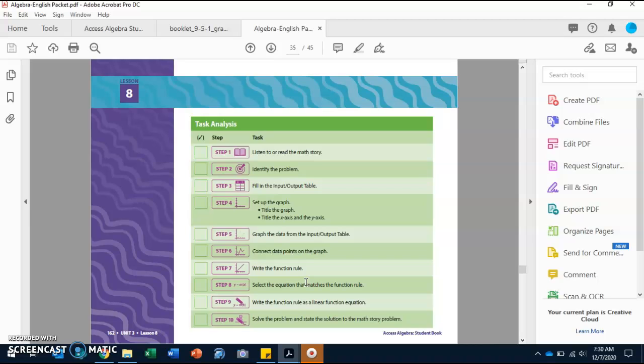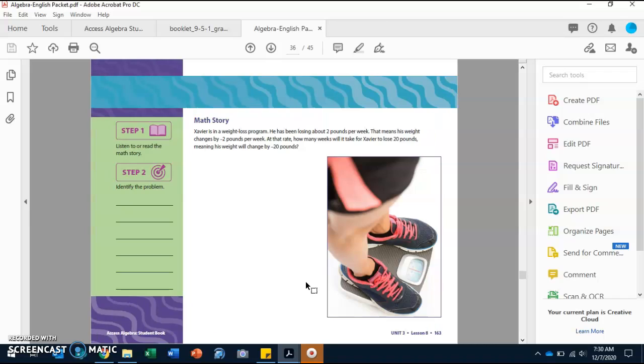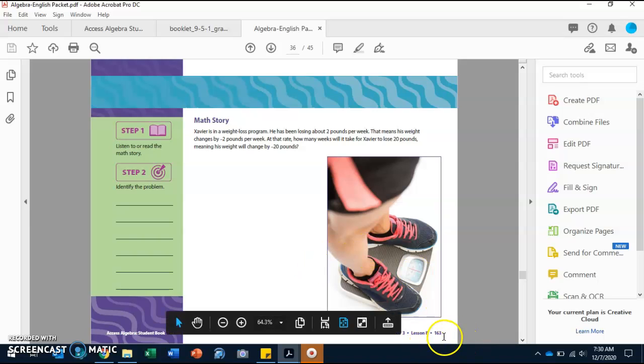So for step number 1, like it says, listen to and read the math story. So that is what we're going to start off with today. So here, this is the math story. If you have the packet, it is in page 163. If you do not, it is okay. Just listen as I read.